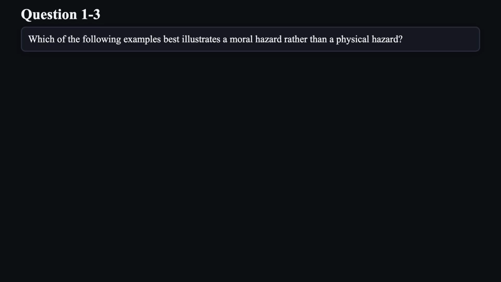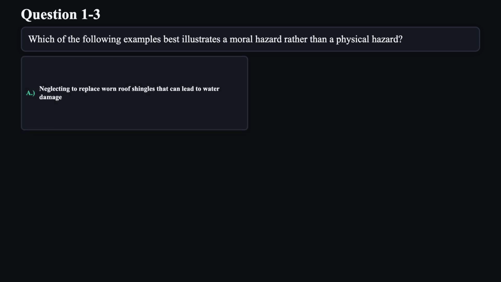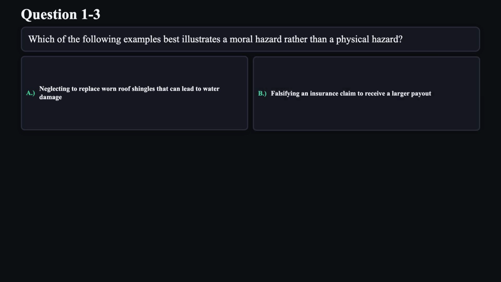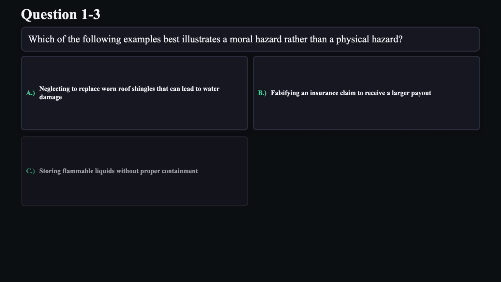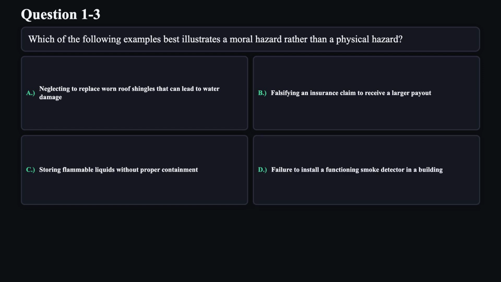Question 3. Which of the following examples best illustrates a moral hazard rather than a physical hazard? A, neglecting to replace worn roof shingles that can lead to water damage. B, falsifying an insurance claim to receive a larger payout. C, storing flammable liquids without proper containment. D, failure to install a functioning smoke detector in a building.